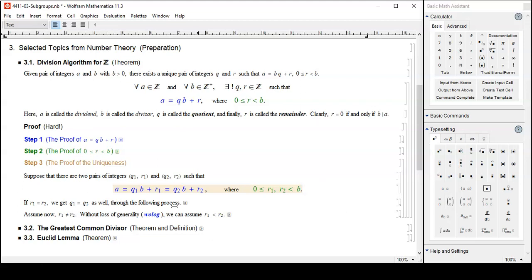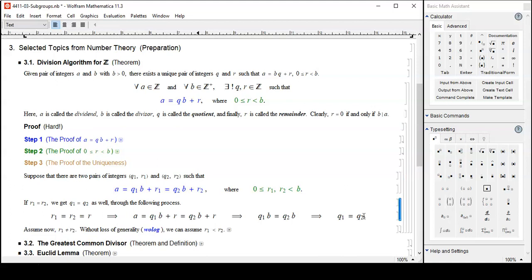If R1 and R2 are the same, then we can cross those out, and you're going to get Q1B equals Q2B, and then divide B out, you're going to get Q1 equals Q2. Yeah, I can divide by B because B is not 0, it's strictly greater than 0. So whenever R1 and R2 are the same, then Q1 and Q2 are the same as well, so these two pairs are actually the same. That's precisely what we wanted. That's how you get the uniqueness. Suppose they are two, but they are the same.